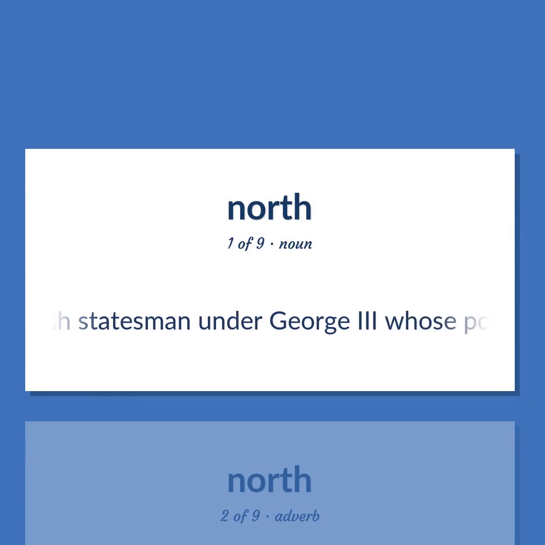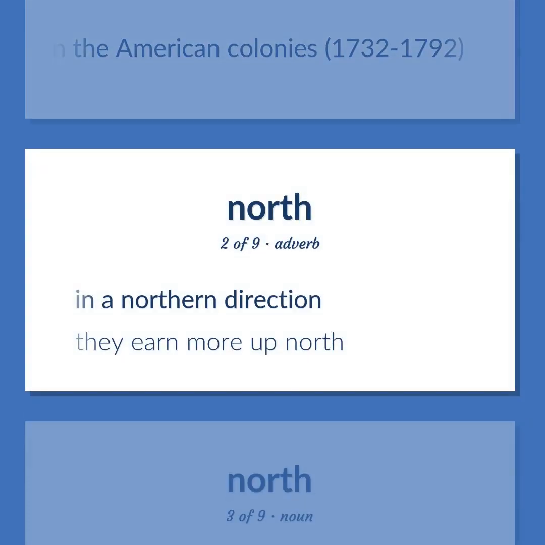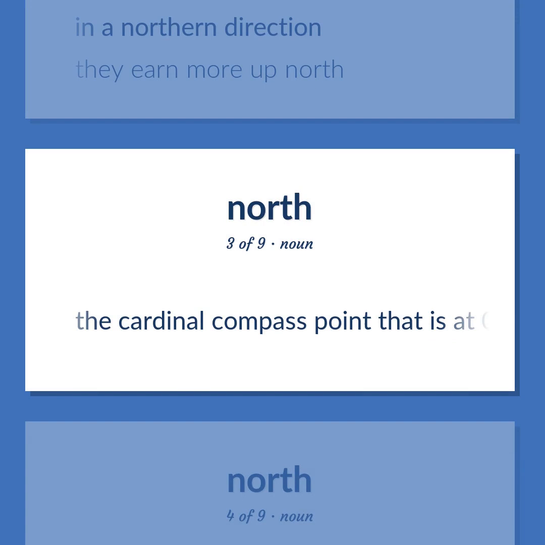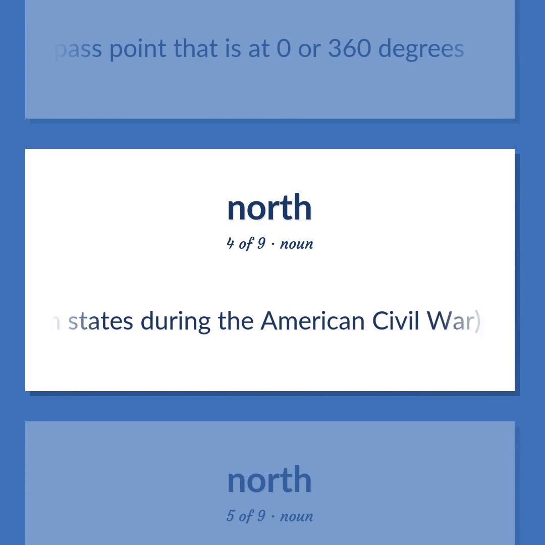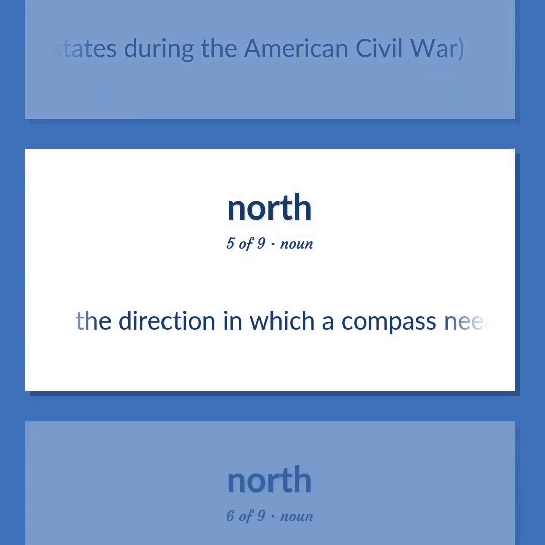British statesman under George III whose policies led to rebellion in the American colonies, 1732 to 1792. In a northern direction. They earn more up north. The cardinal compass point that is at 0 or 360 degrees. The United States, especially the northern states during the American Civil War. The direction in which a compass needle points.